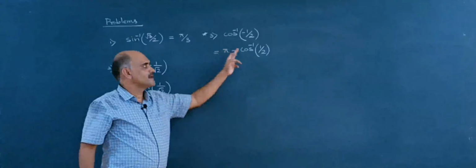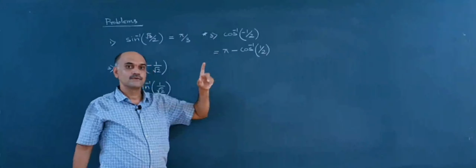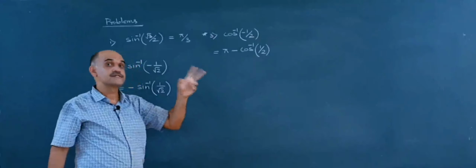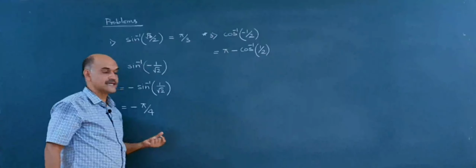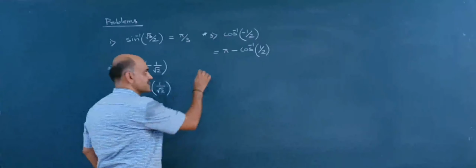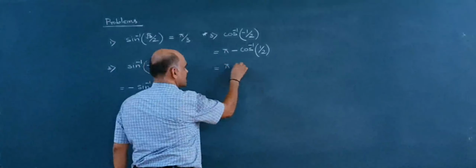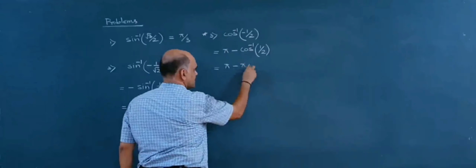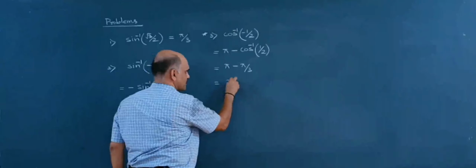So when will the value of cos be 1 by 2? Very good. At 60 degree. So 60 degree in radian will be pi by 3. So again pi minus pi by 3. So you will get the answer 2 pi by 3.